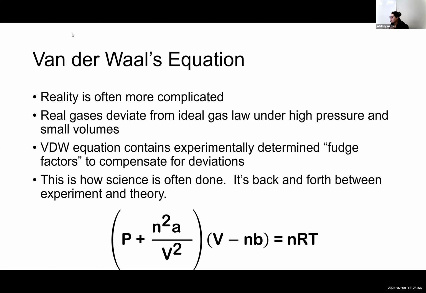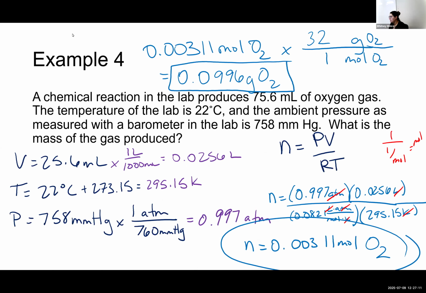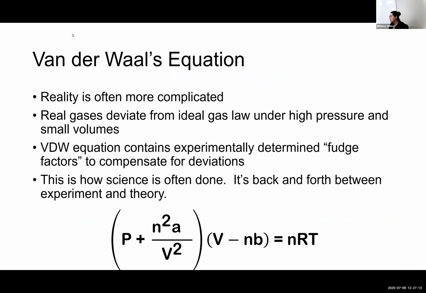So this is how science is often done. It's back and forth between experimentation and theory. We'll be using the ideal gas law, but it's important to note that we have these equations in place for things that are not under ideal, perfect circumstances. So you'll be using PV equals nRT, but it is possible to do the same exact equation under non-standard conditions. Science is fun, I promise.